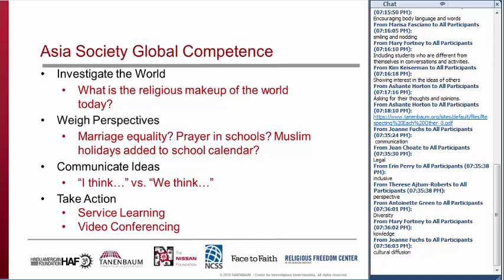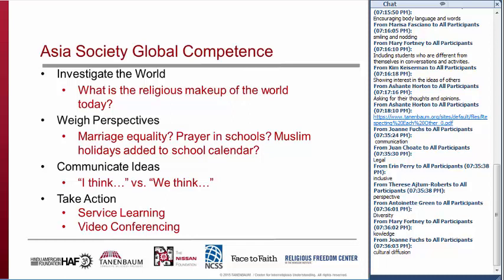Communicating ideas: instead of "I think" versus "we think." That there is first my own opinion, but can we come to some consensus, at least around the data and the information that's being shared? What do we all think? What is our common belief about a particular topic?